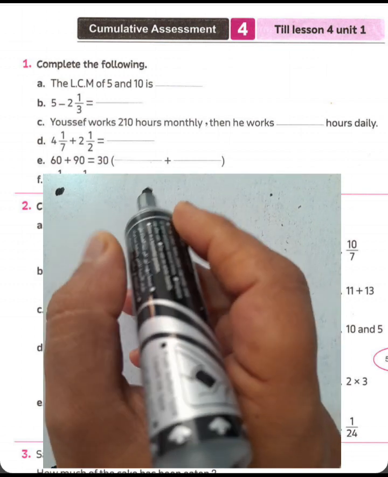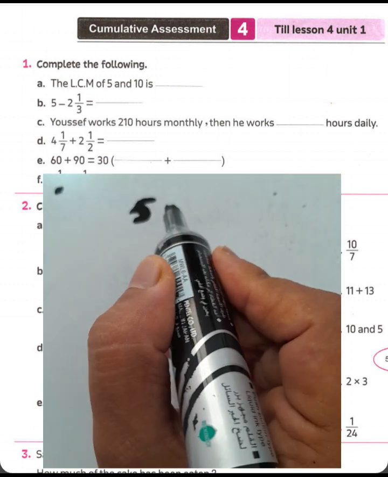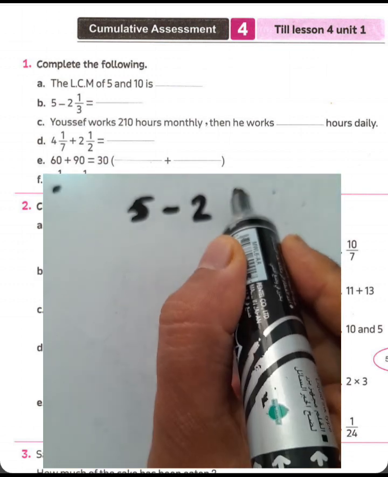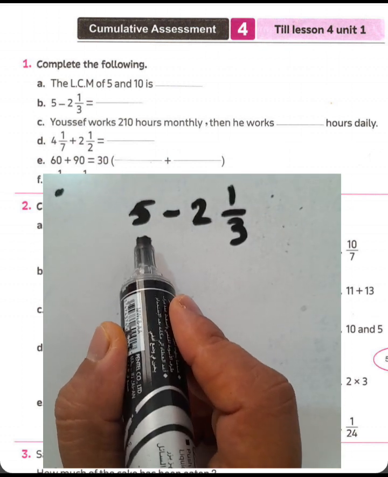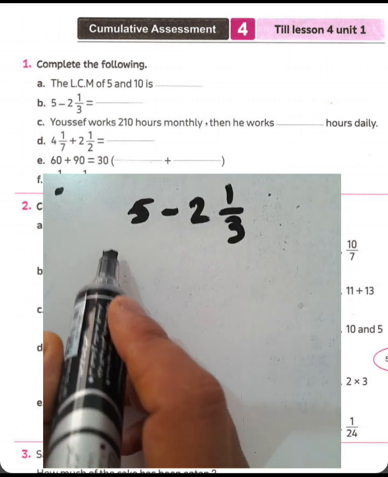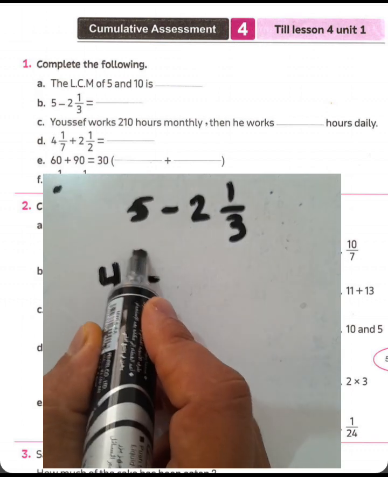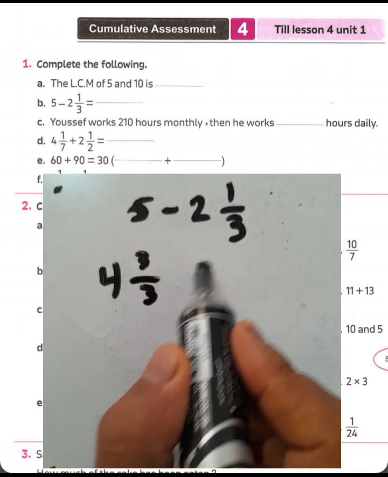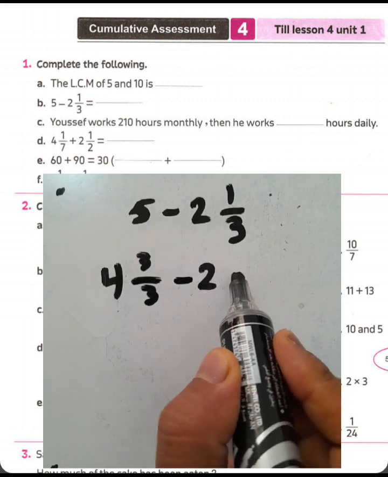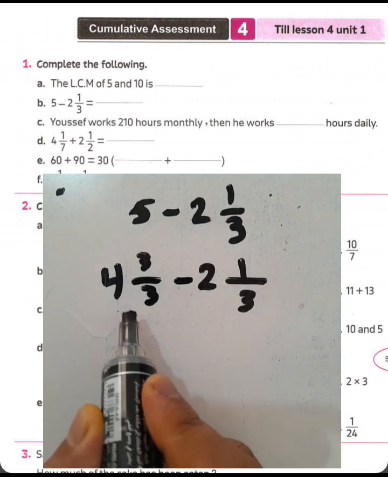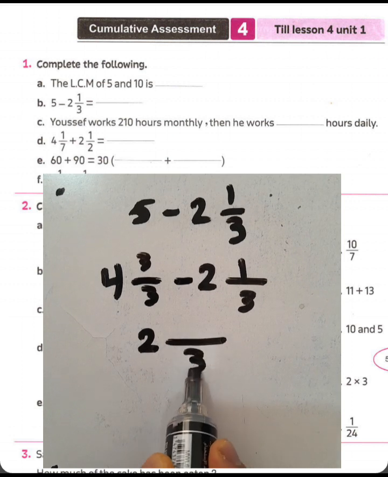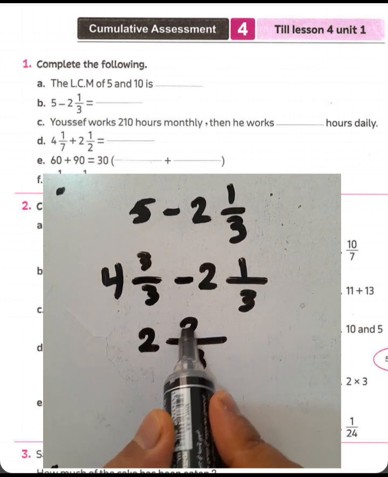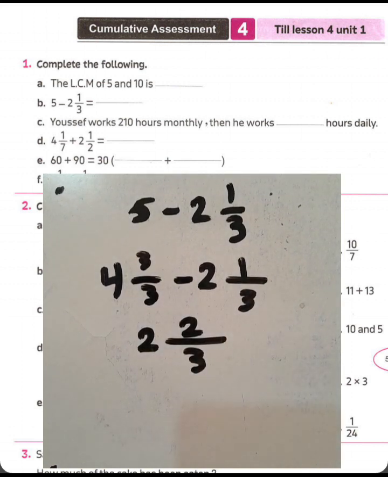Question letter B, 5 subtract 2 and 1 over 3. We can convert 5 here to a mixed number. Write 4 and 3 over 3, like the numerator here. Subtract 2 and 1 over 3. 4 minus 2 equals 2, and write 3 in the numerator. 3 minus 1 equals 2. The result will be 2 and 2 over 3.